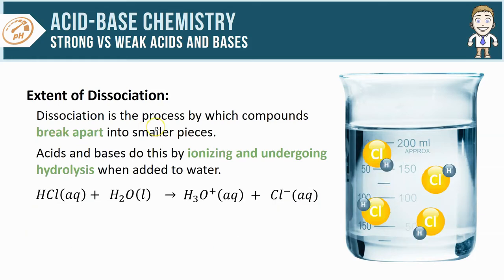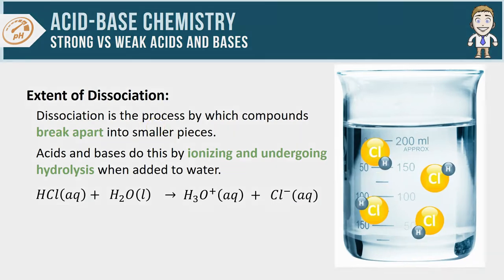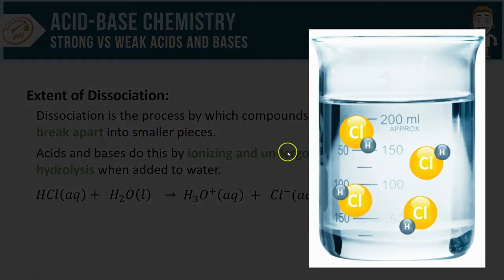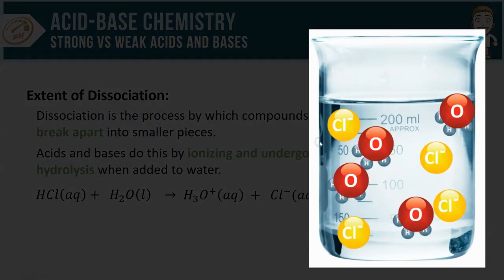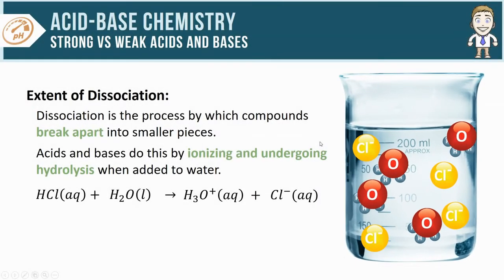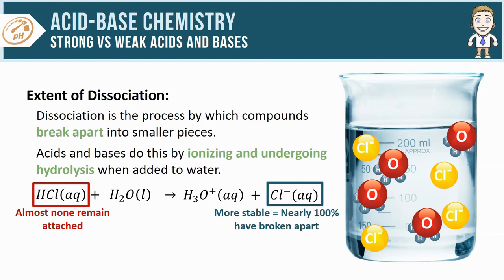If instead we had a different acid like HCl, it's going to dissociate in the same way, but the amount that it does it is different. If I add those same 4 HCl molecules, in this case all 4 of the molecules will dissociate and produce those H3O+ and Cl- products. Almost none remain attached, and that's because it's actually the product Cl- that's the more stable form, so nearly all of them will do that. This is called complete dissociation.